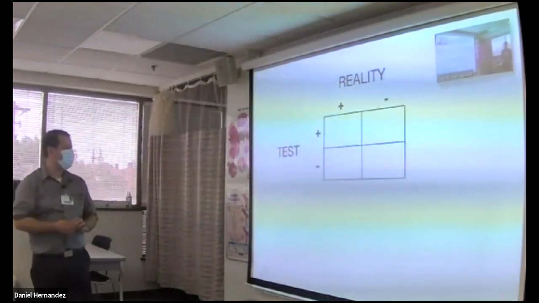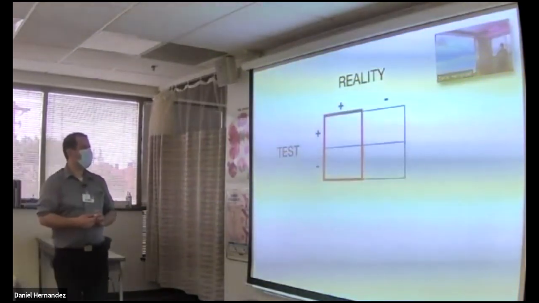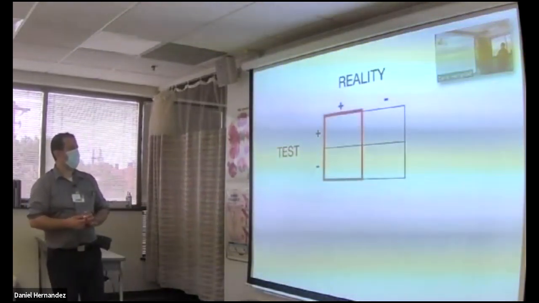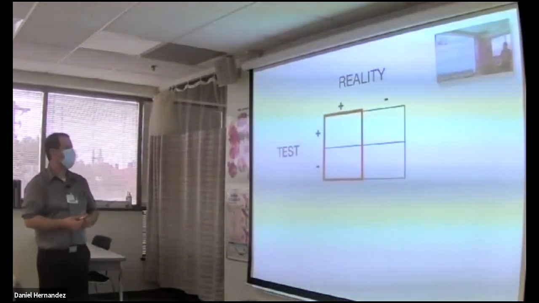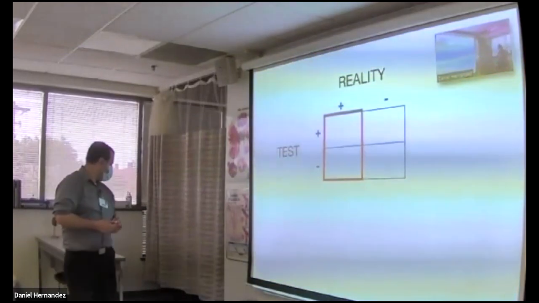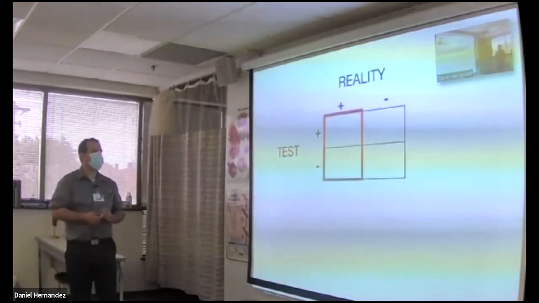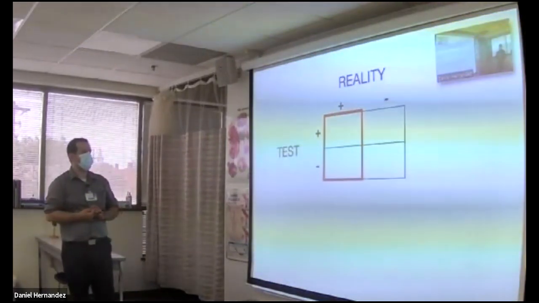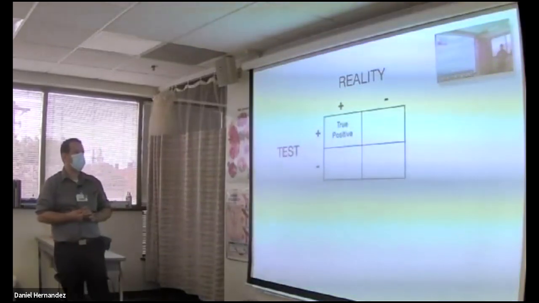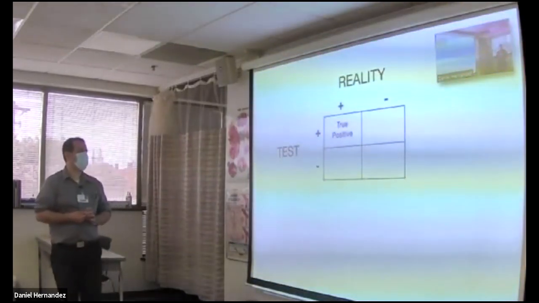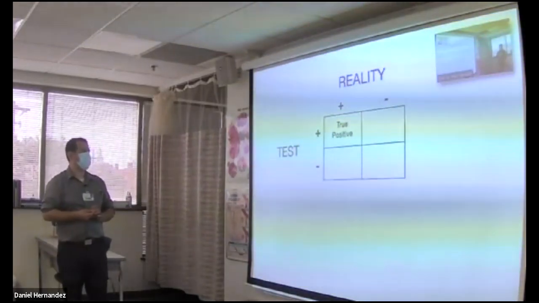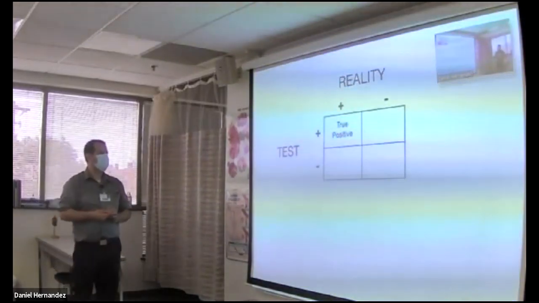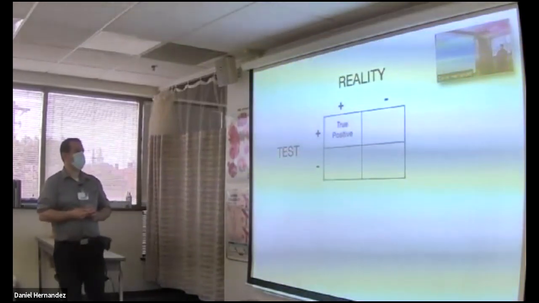Now let's start filling in these boxes. Let's look at the top left box. If in reality it's positive, meaning you actually have a disease, and the test says that it's positive as well, that is a true positive. Because think about it, if you actually have cancer and a test for lung cancer comes back and says yes, you're positive for cancer, then that's a true positive because you do actually have cancer.